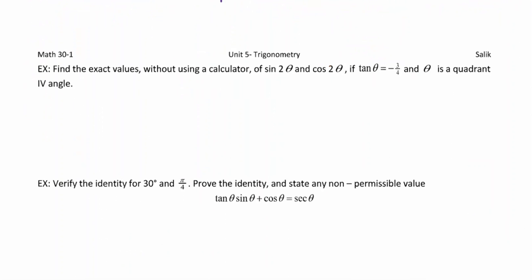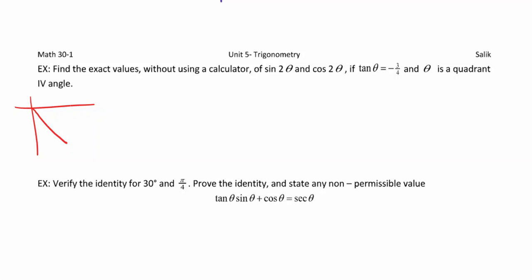Okay, so now these ones say, find the exact values without using a calculator of sine 2 theta and cos 2 theta if tan theta is equal to negative 3 over 4, and theta is a quadrant 4 angle. All right, so let's sketch this to see if we can make sense of it.